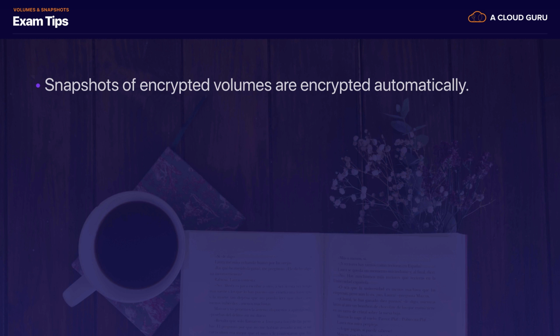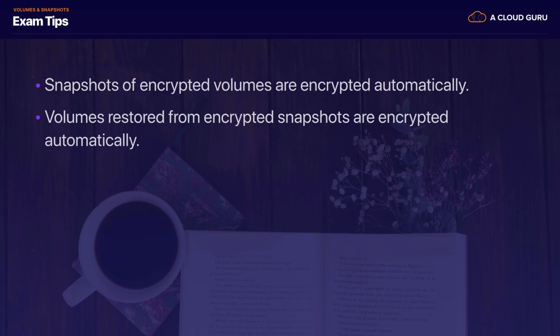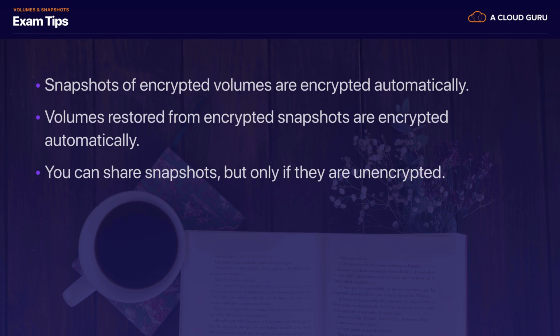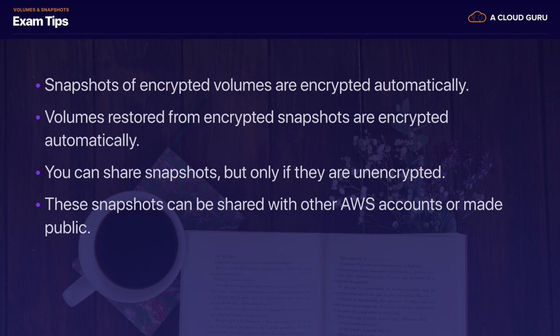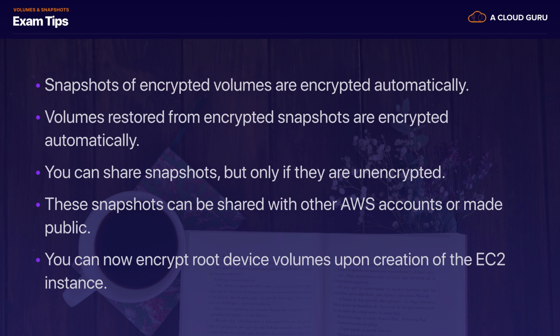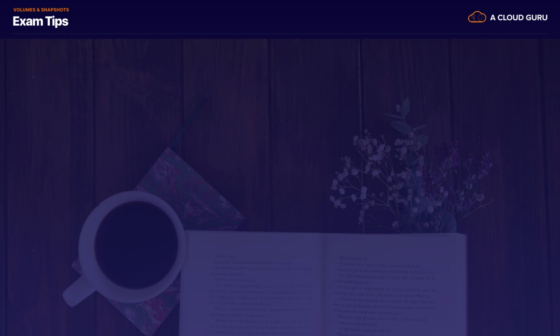So just remember that snapshots of encrypted volumes are encrypted automatically. So if you do take a snapshot of an encrypted volume, it's going to be encrypted automatically. Volumes restored from encrypted snapshots are encrypted automatically as well. You can share snapshots, but only if they are unencrypted. And these snapshots can also be shared with other AWS accounts or made public, but they have to be unencrypted. And you can now encrypt root device volumes upon the creation of an EC2 instance.